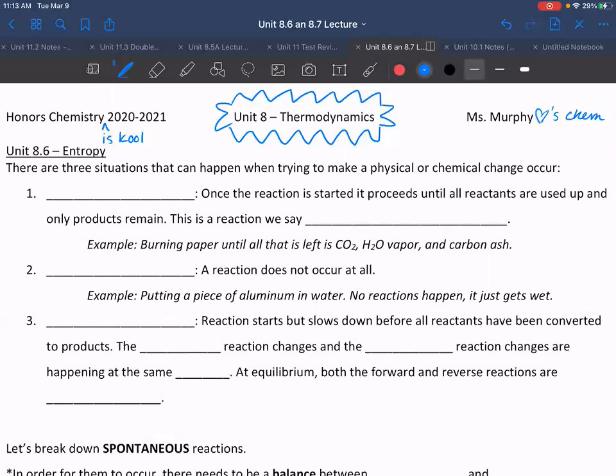So we're going to start with spontaneous. If we have a spontaneous reaction, this is one that once it's started, it will go all the way to forming the product. Once all the reactants are used up, except the one in excess, it will make products. The science community has a special phrase for this type of reaction: it goes to completion.